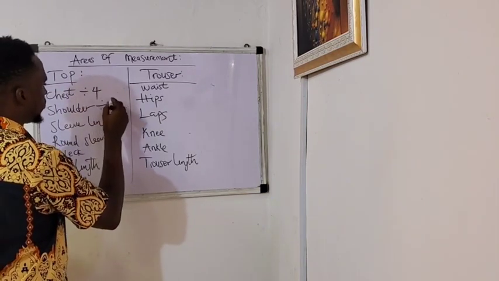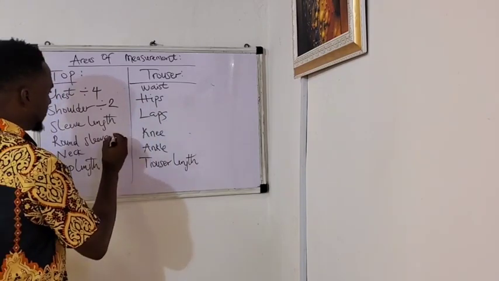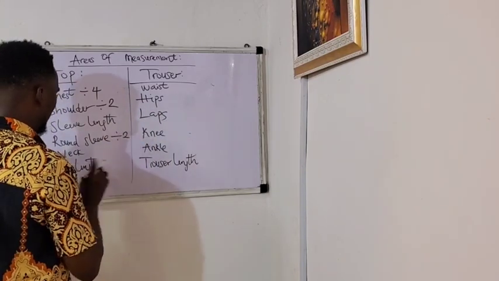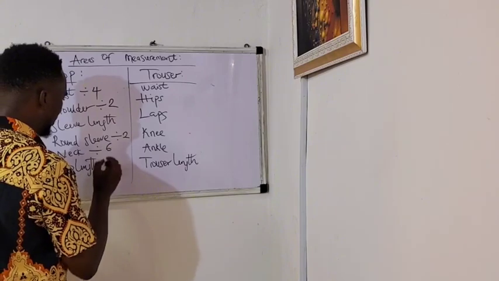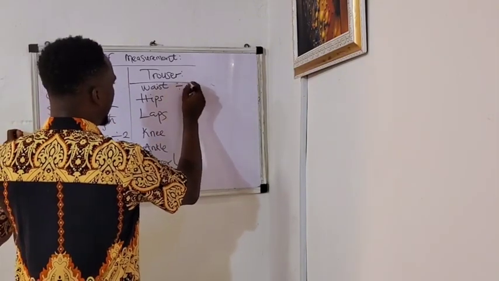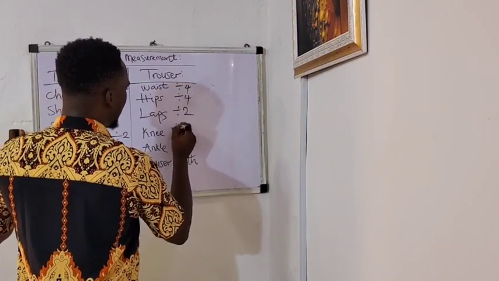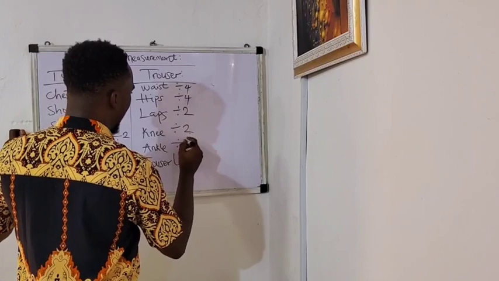Shoulder is by 2. Sleeve length, no division, constant. Front sleeve is by 2. Then the neck is by 6. Then top length, no division. For the waist, it is by 4. Hip is by 4. Lap is by 2. Knee is by 2. Ankle is by 2.